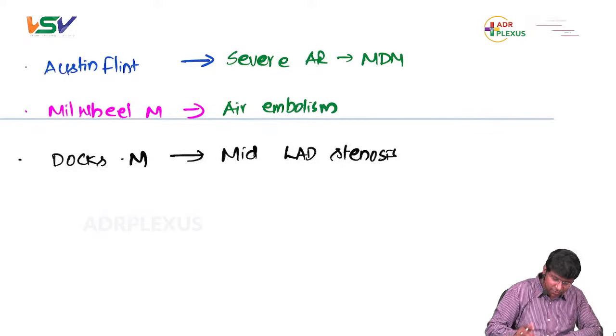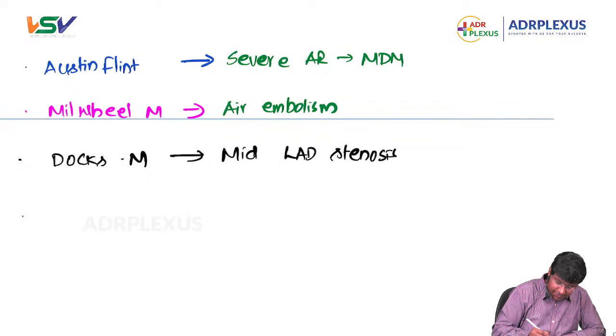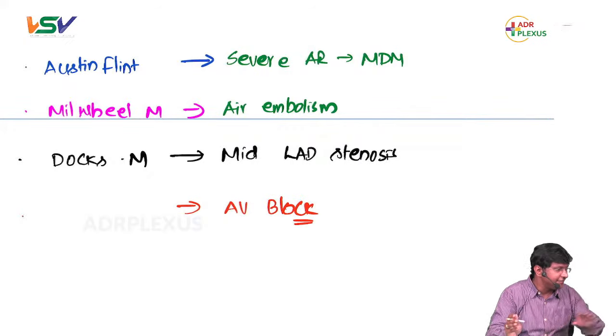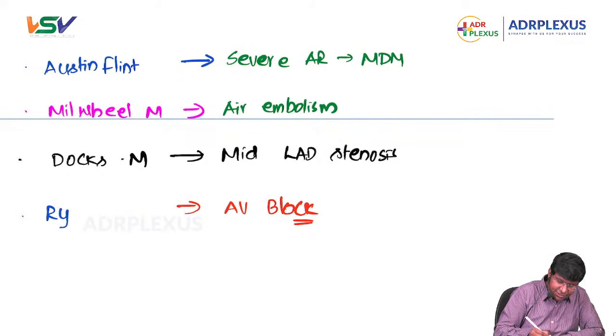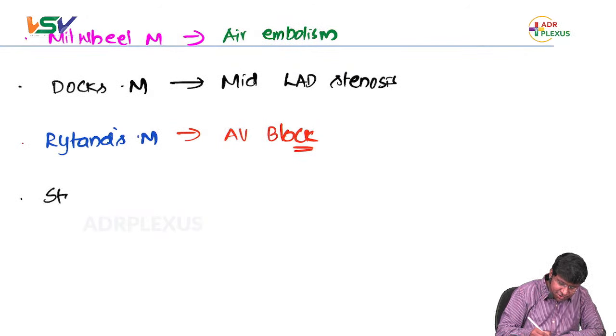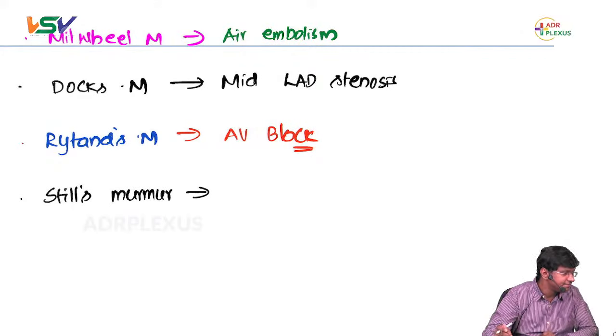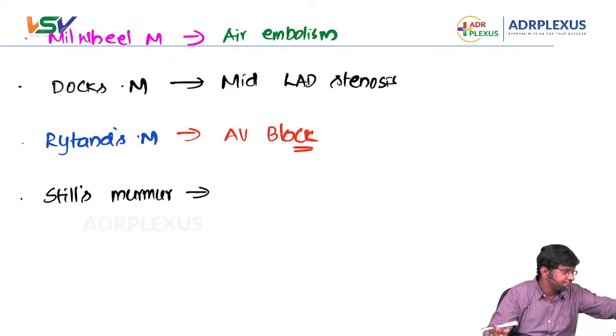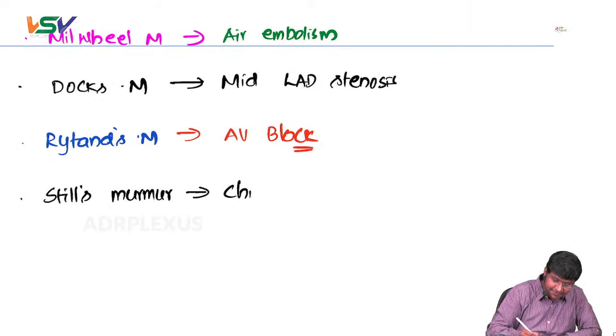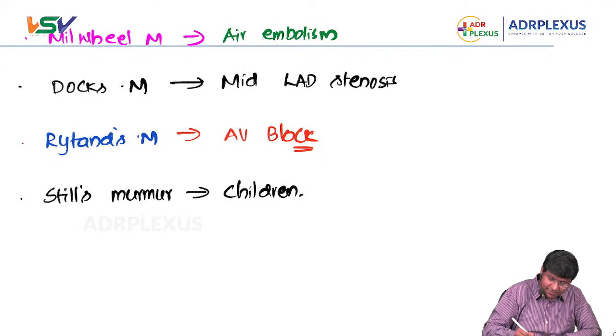Then followed by that, what is the murmur that you have in AV block? Very good, Shruti. That is Rytand's murmur. Right, Rytand's murmur. Tell me, what are the conditions where you have the Still's murmur? These are all named murmurs I am trying to discuss. Conditions where you have Still's murmur. Yes, Still's murmur. No one is answering. Very good, Ramya. That is in the child. In children you have this Still's murmur and it is a physiological murmur, right?